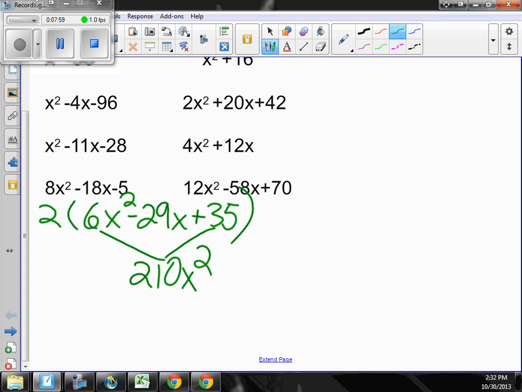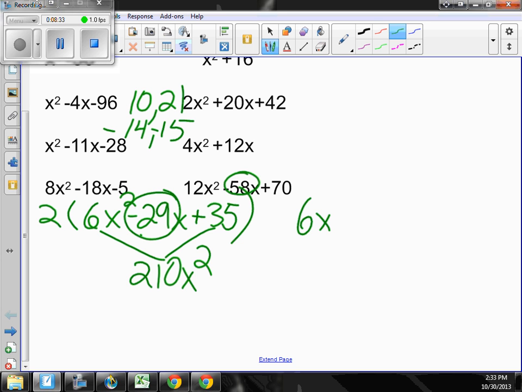I'm going to skip the first whole bunch of terms because they're going to be way too big. So let's try 10 and 21. Does that make 29? No. 11 doesn't work. 12 doesn't work. 13 doesn't work. What about 14? 14 times 15, does that work? Yeah, that's the one I want. Because I'm not trying to create 58, I'm trying to create 29. So if both of those are negative, that would work. So we have 6x squared minus 14x minus 15x plus 35.